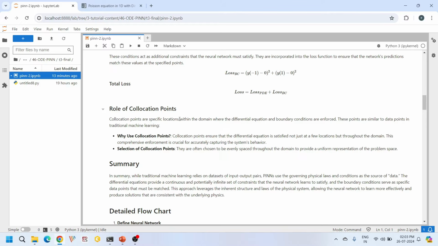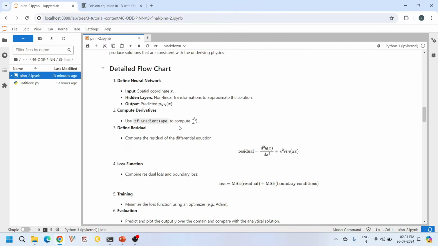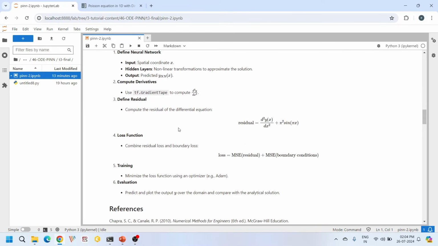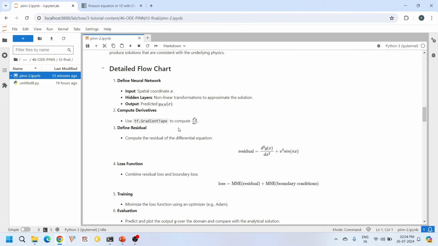We generate the data at these collocation points to train our neural network. These points ensure that the differential equation is satisfied throughout the domain. These are the key steps that are involved in this physics informed neural network derivation process.